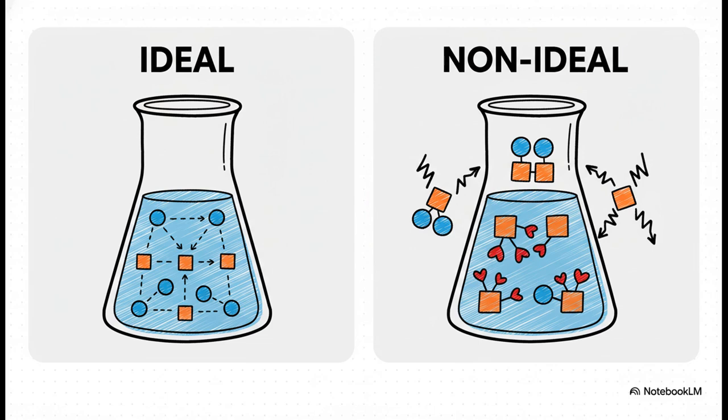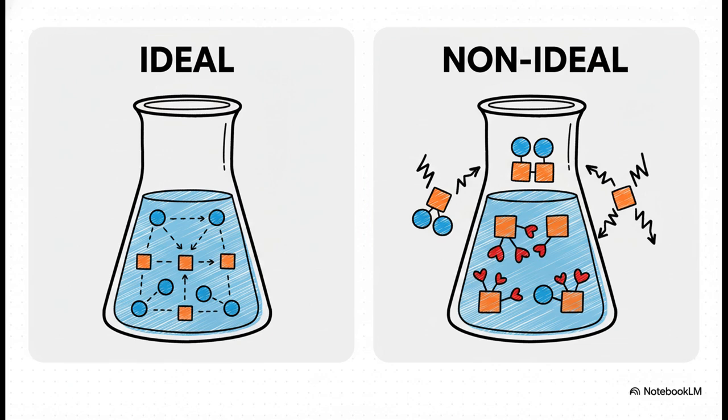An ideal solution? Think of it as a perfectly polite party. The attraction between molecule A and molecule B is exactly the same as the attraction between two A's or two B's. Everyone gets along equally well. So when you mix them, there's no drama. No change in energy, no change in volume.